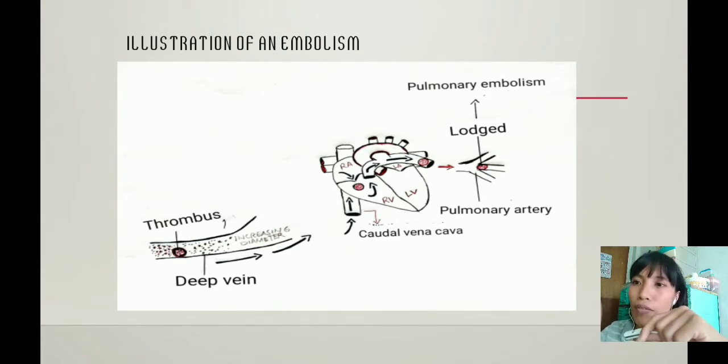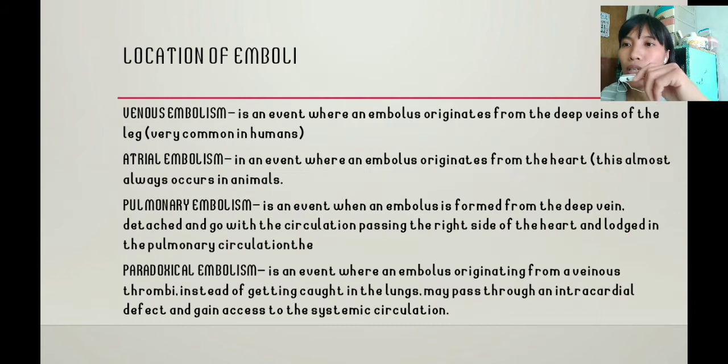Okay, and the whole process from the detachment of the embolus going to the right part of the heart into the pulmonary artery and getting lodged is called embolism. Next is location of emboli. We have here venous embolism.